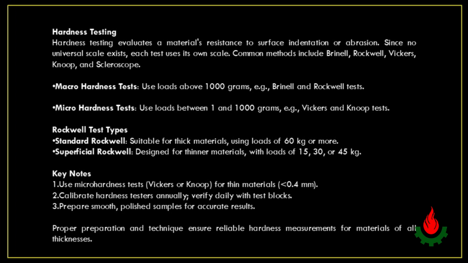Vickers and Knoop tests. Rockwell test types. Standard Rockwell, suitable for thick materials, using loads of 60 kilograms or more. Superficial Rockwell, designed for thinner materials with loads of 15, 30, or 45 kilograms. Key note: use micro-hardness tests, Vickers or Knoop, for thin materials less than 0.4 millimeters. Calibrate hardness testers annually. Verify daily with test blocks. Prepare smooth, polished samples for accurate results. Proper preparation and technique ensure reliable hardness measurements for materials of all thicknesses.